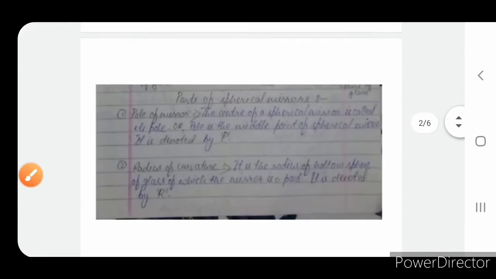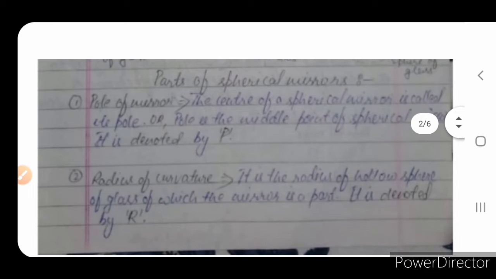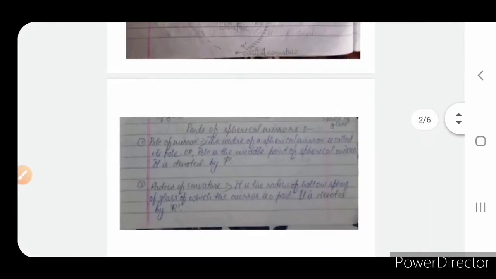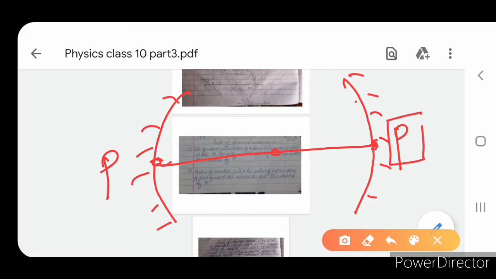Now some terms related to a mirror, the parts of a spherical mirror. What are the parts of a spherical mirror? Firstly, look here, just assume this is a spherical mirror, part of a sphere. The center part of the mirror is called its pole, and the pole is denoted by P. In Hindi, pole is known as dhruva.